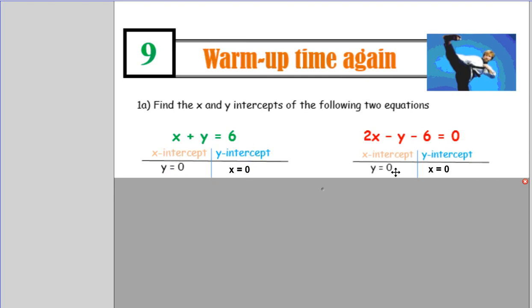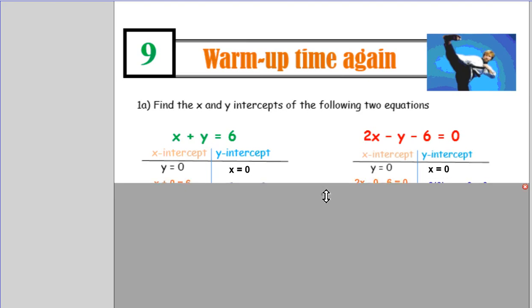And then you just substitute y equals 0 into the equation and solve for x. So with this, we substitute x equals 0 into that equation to solve for y. So notice I'll do them both at the same time if you want. I've just subbed in y equals 0.